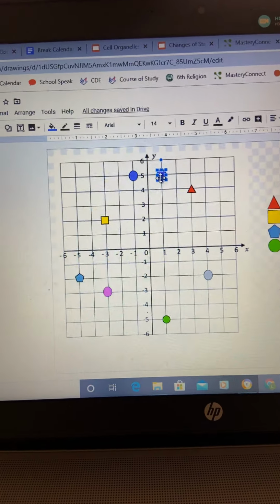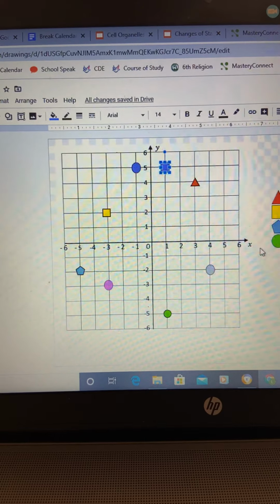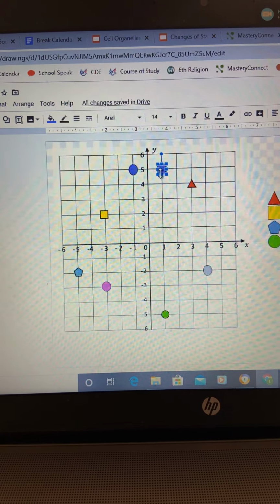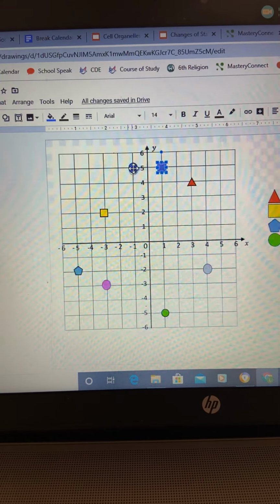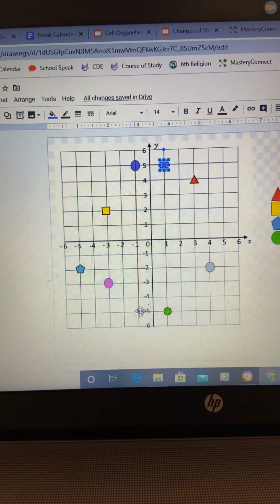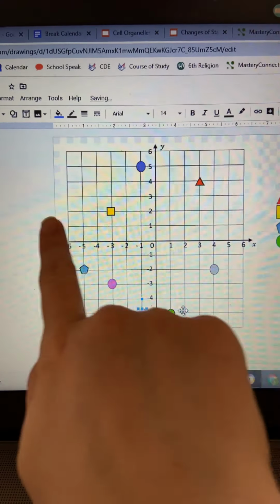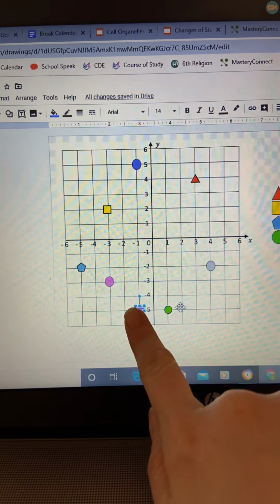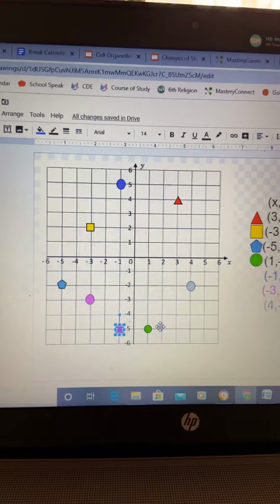If it says to reflect it across the x-axis, so here's x right here, I'm going to take this and put it at the exact same spot, just on the other side of the x. So that would be down here, okay? Here's the x-axis right here. Here's my point. I just reflect it, boom, to make it look exactly the same, just on the other side.